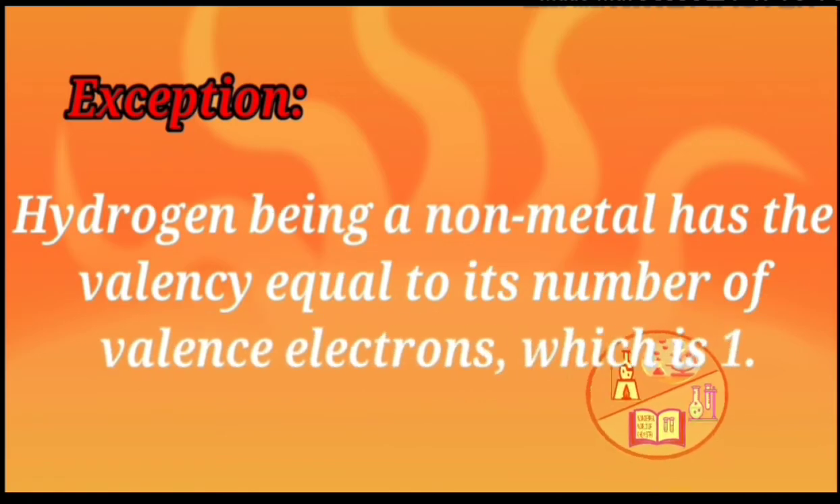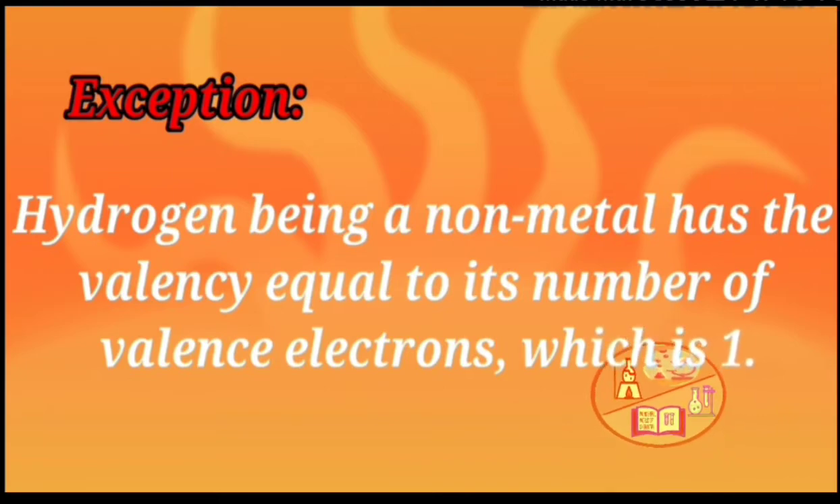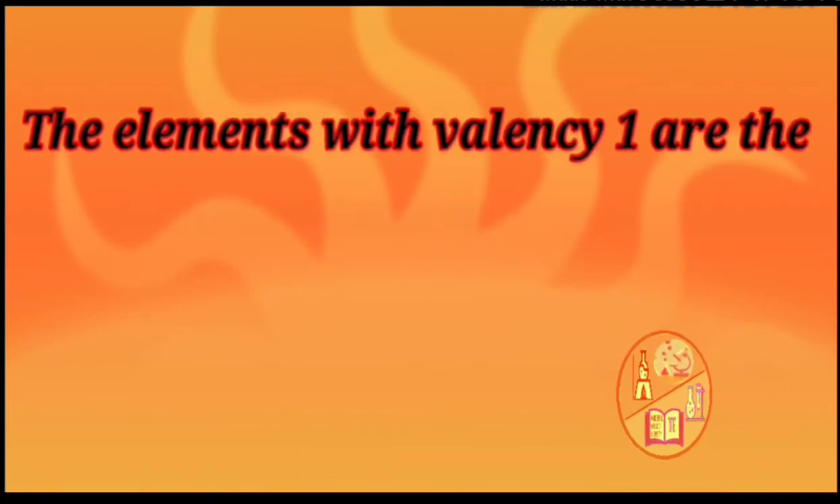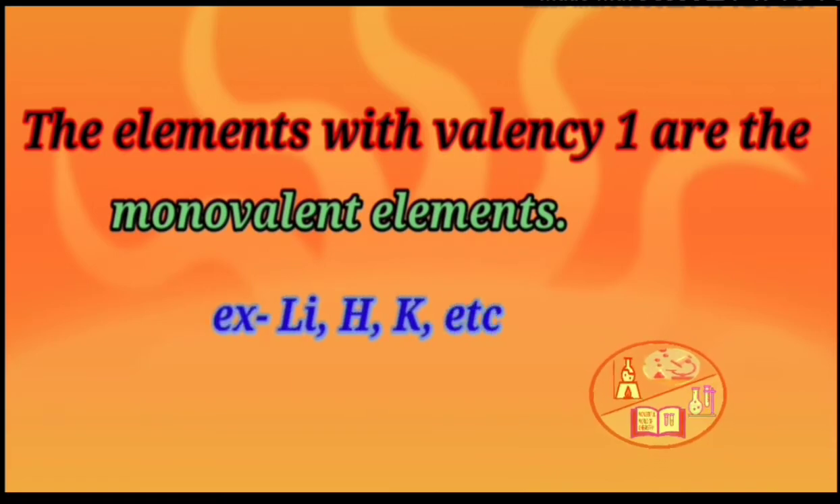Exception is there. Hydrogen, being a non-metal, has the valency equal to its valence electrons, which is 1. The elements with valency 1 are the monovalent elements. For example, lithium, hydrogen, potassium, etc.